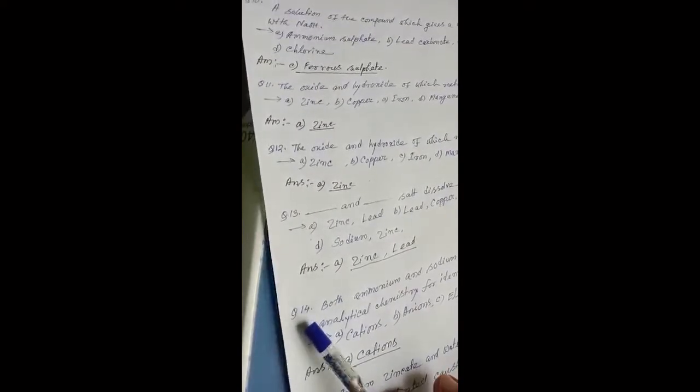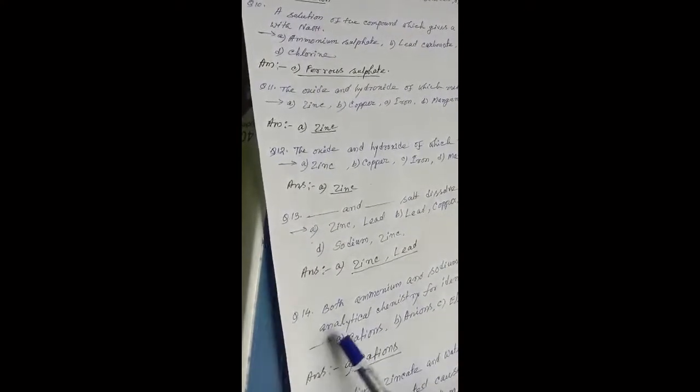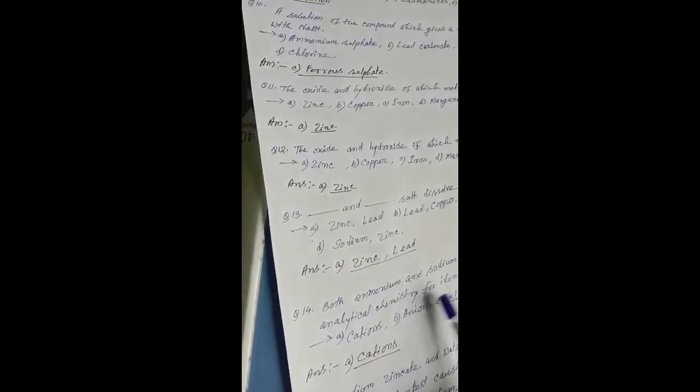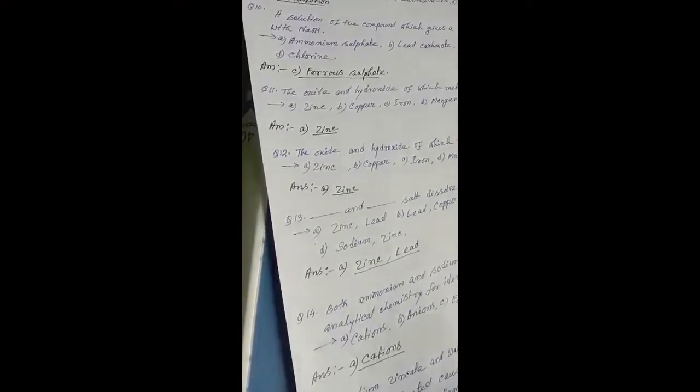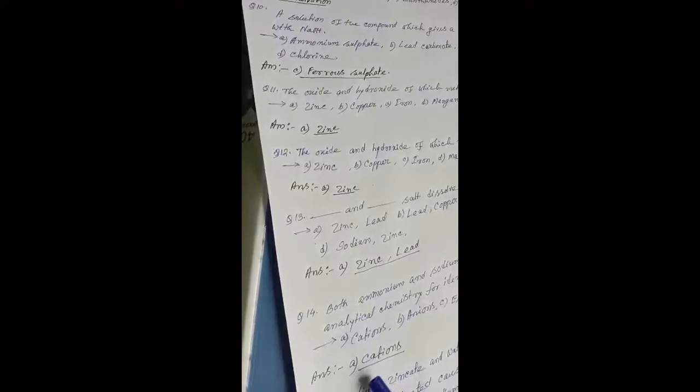Next question, both ammonium hydroxide and sodium hydroxide are used in analytical chemistry for identifying dash of the salt: cation, anions, electrons, none of these. The correct answer is option A, cation.